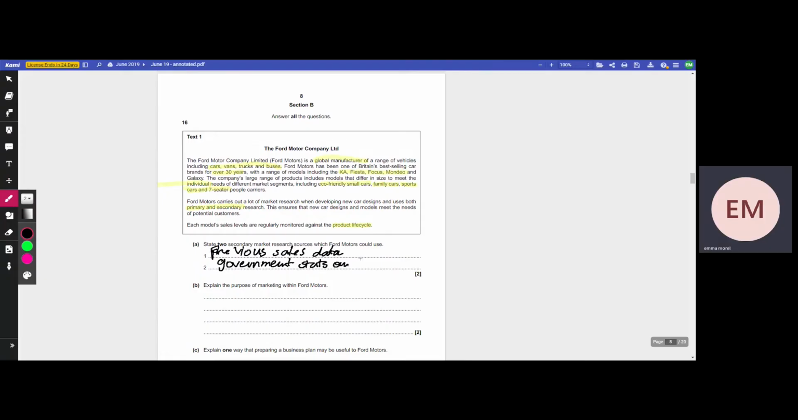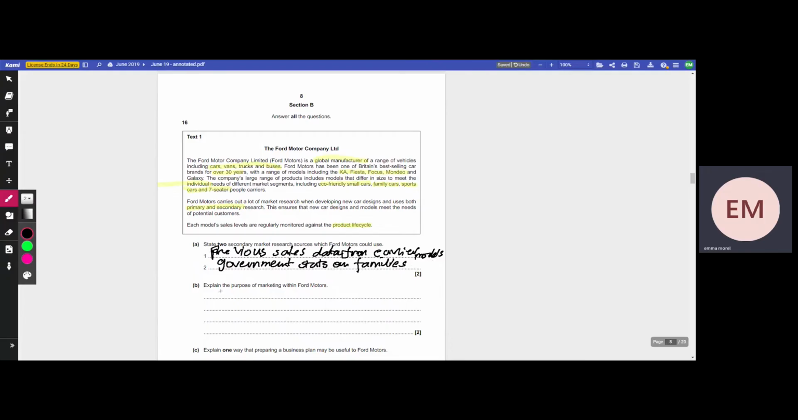And we could put on families, because one of the things that they're making cars for is families. So they might want to know sort of, is the number of children increased? So previous sales data from earlier models. We've got to get our context in here as well. So by putting earlier models, we're talking about cars, we're talking about families.